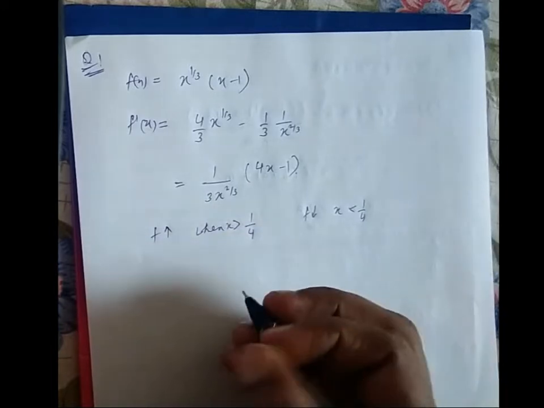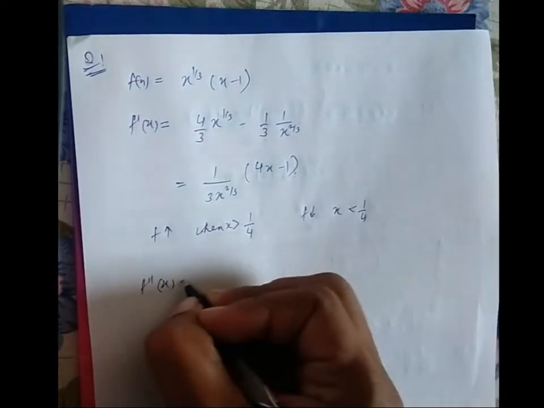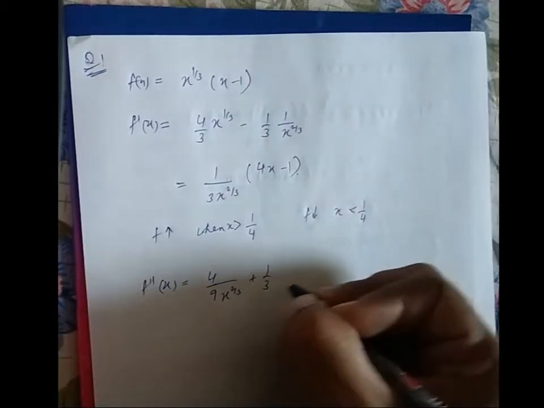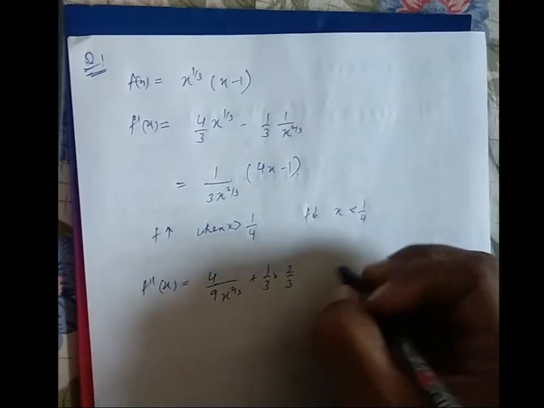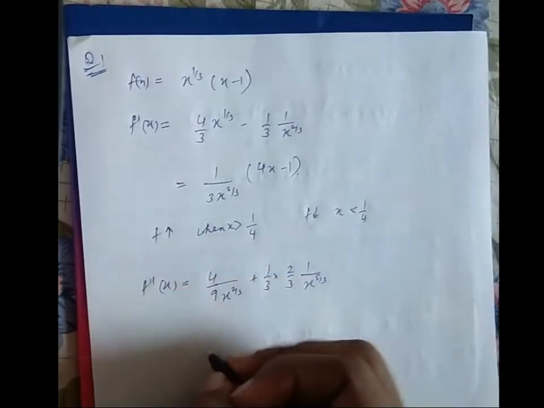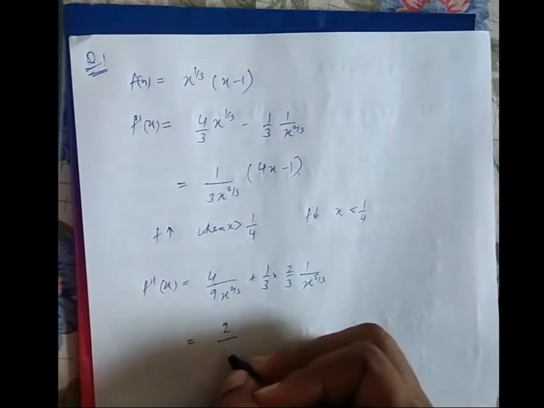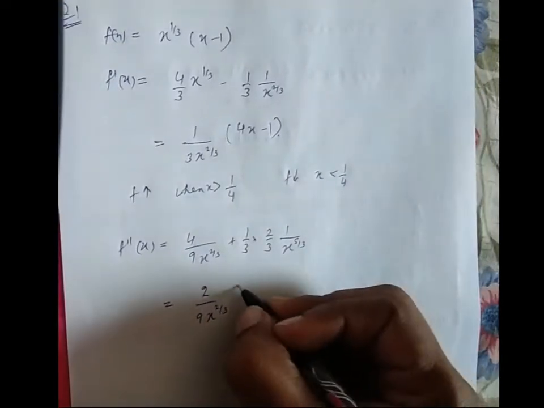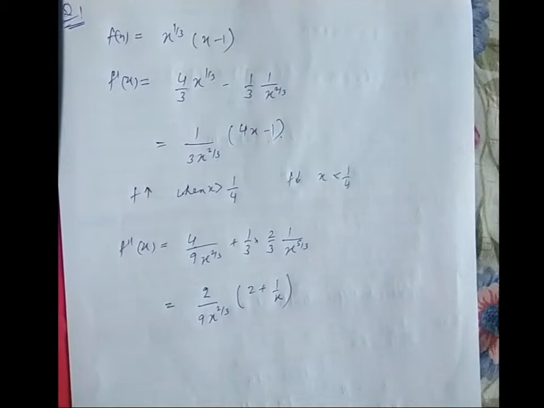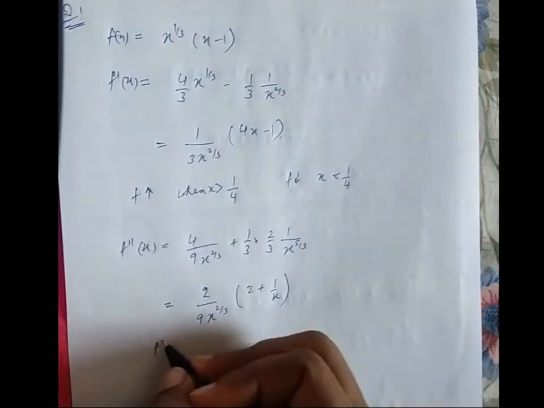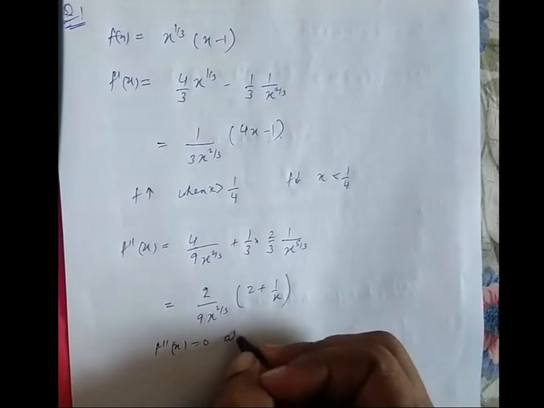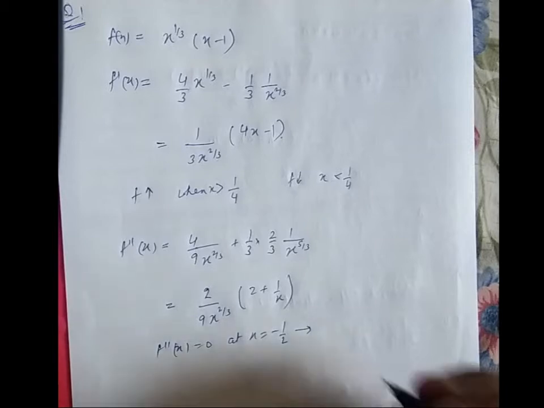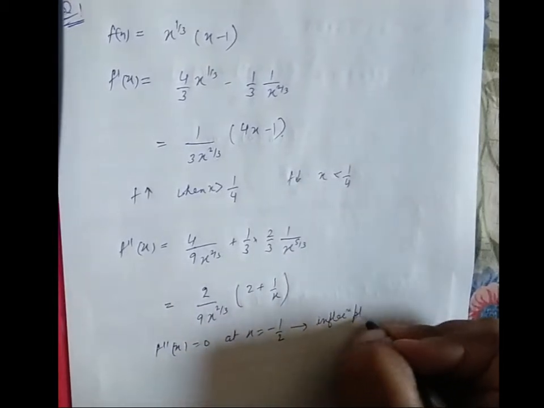Okay, so calculating f''(x), we get f'' is equal to 4/9 x^(2/3) plus 1/3, taking x^(-2/3) common. So within the bracket we'll have 2 plus 1/x. And f''(x) will be equal to 0 at x equal to minus half. So f''(x) is equal to 0 at x equal to minus half. So this will be our inflection point.